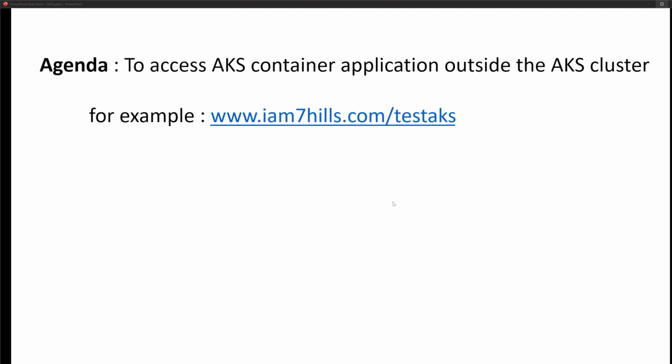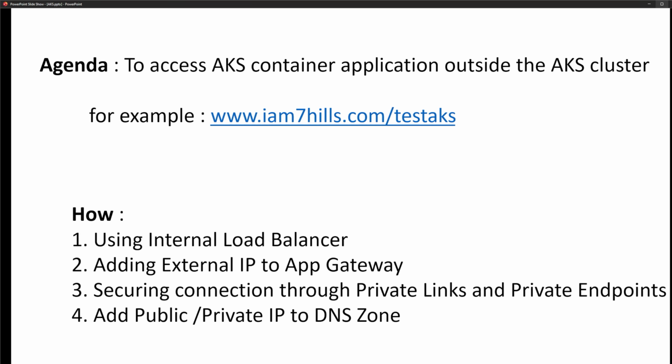In this video, I will explain how to access your Kubernetes application outside your AKS cluster. In my example, I am going to access the AKS container pods outside the AKS cluster with the URL www.im7ins.com/testaks. You can achieve this in multiple ways. Number one, you can use Azure Load Balancer, and also you can use Application Gateway AGIC. But in this example, I'm going to use an internal load balancer.